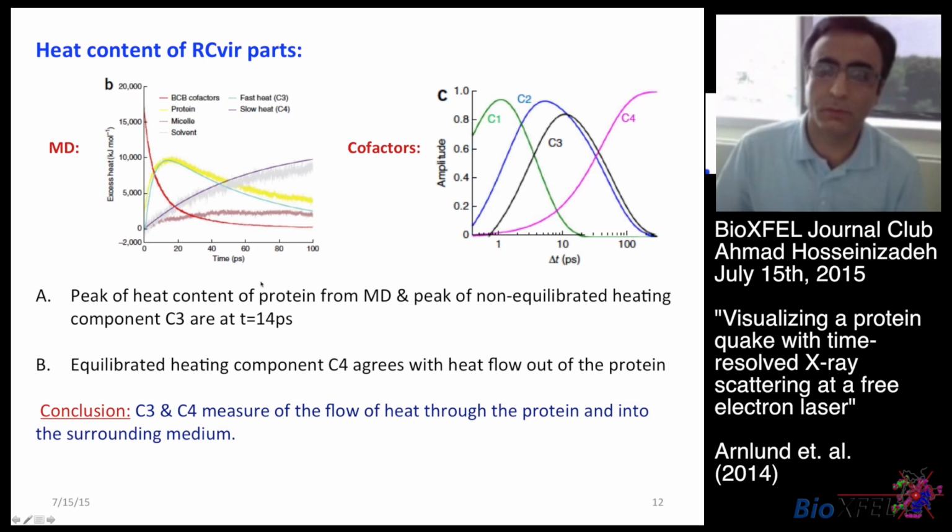C3 and the yellow one here have a peak at t equals 14 picoseconds. So then one can say that C3, in fact, measures the heat flow of the protein. And if one compares this gray one shown here with C4, they also agree with each other. The conclusion from this comparison was that C3 and C4 measure the flow of heat through the protein and into the environment.